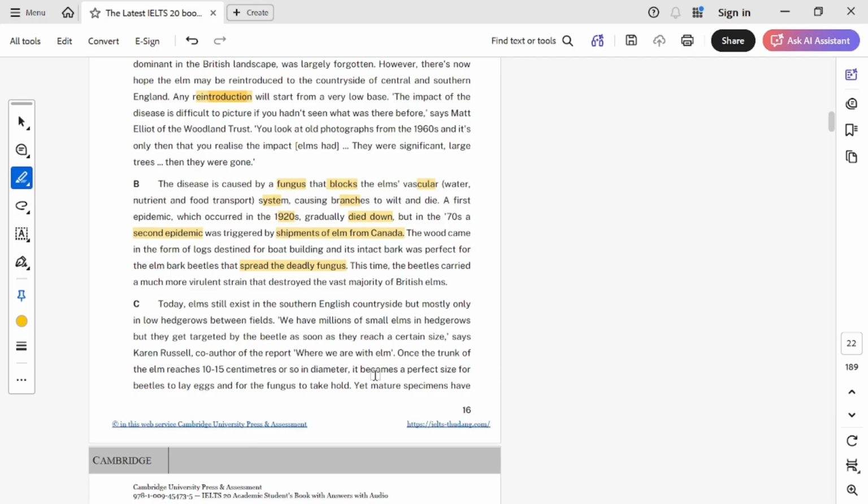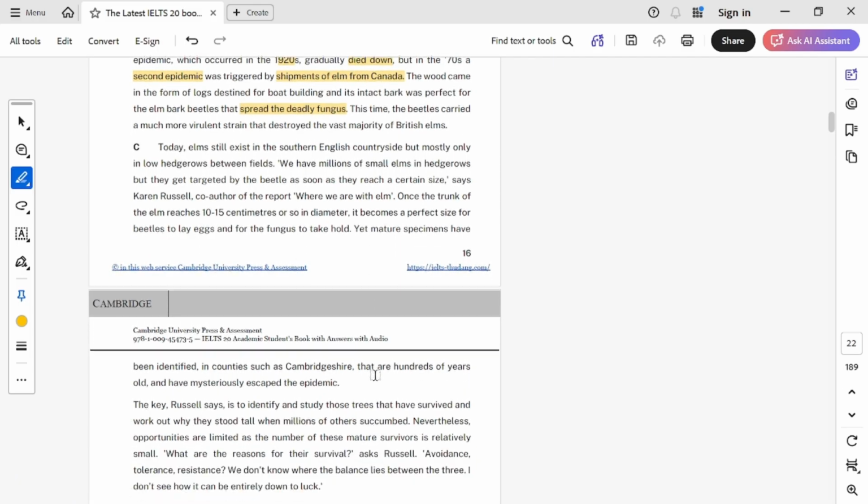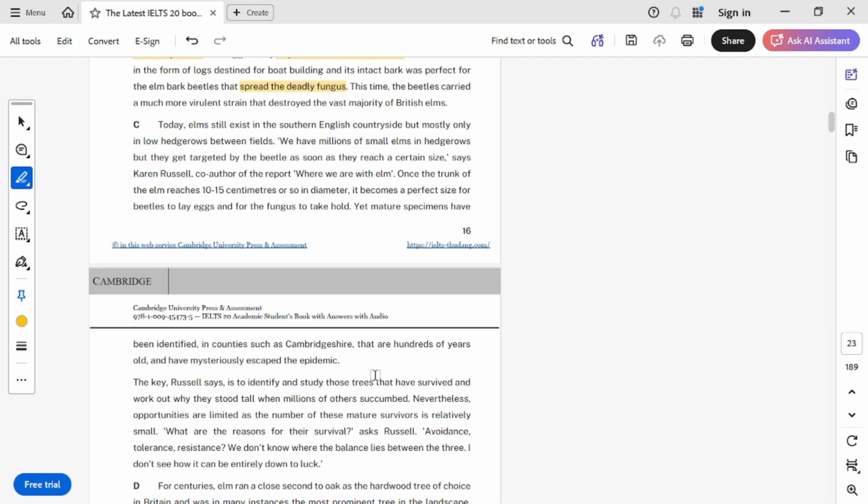Look at this: today elms still exist in southern England. Paragraph C is important because it contains information for two questions. First, it says that small elm trees still exist in southern England. Then we get something very specific: 10 to 15 centimeters in diameter. Look at the diameter, 15 centimeters. At this size, the trunk becomes suitable for beetles to lay eggs and for the fungus to take hold.